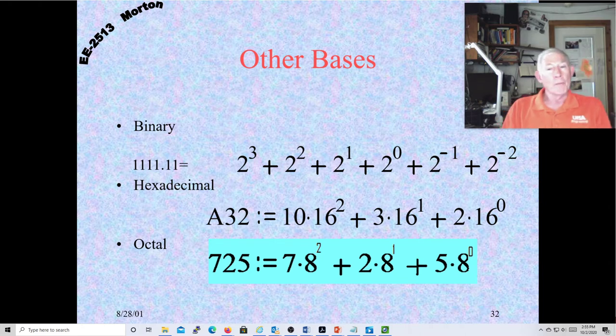All right, so why do binary and hexadecimal, and for that matter octal, although we don't use it that much anymore, have these special relationships? And the answer is that one hexadecimal digit exactly fits into four binary bits. And it's also true that one octal digit exactly fits into three binary bits.